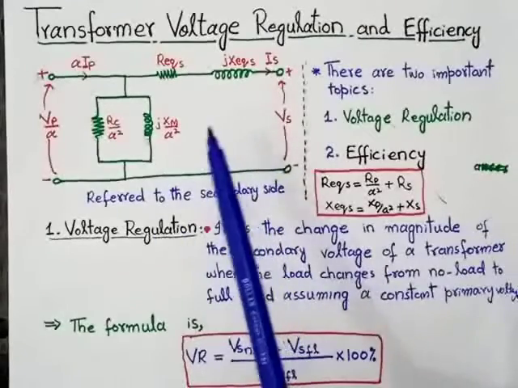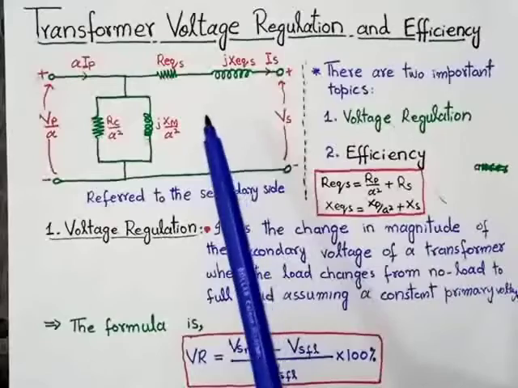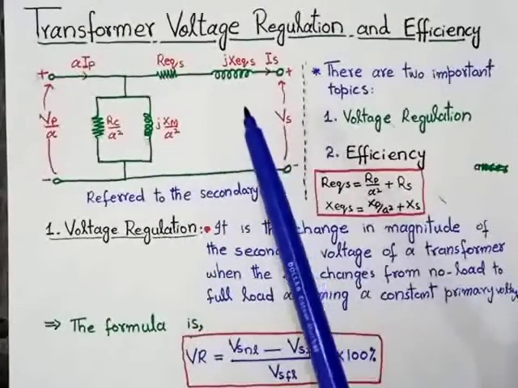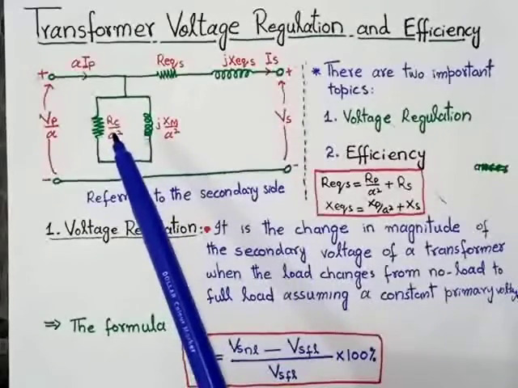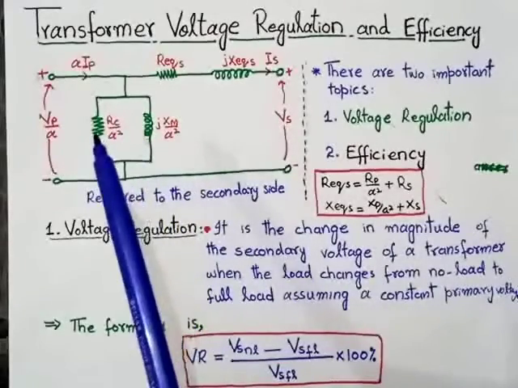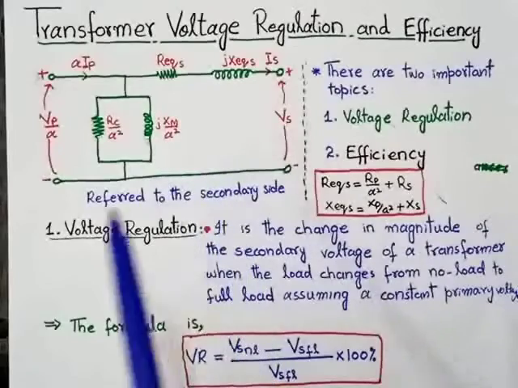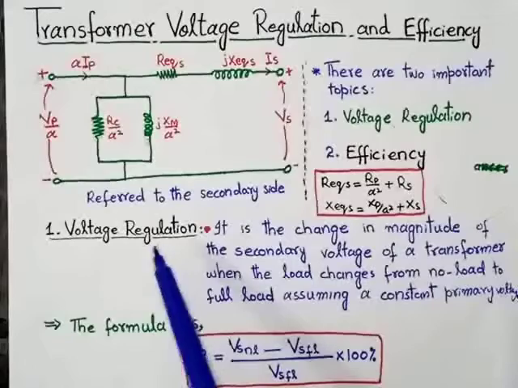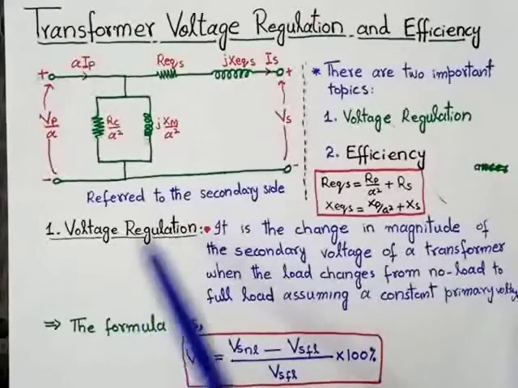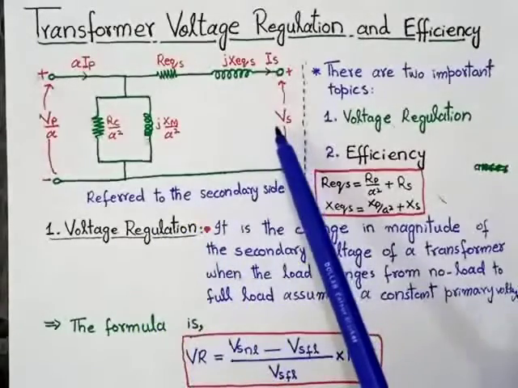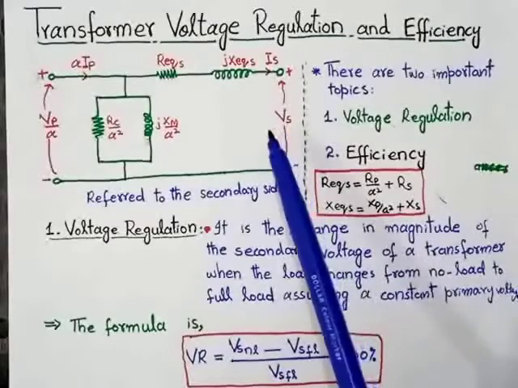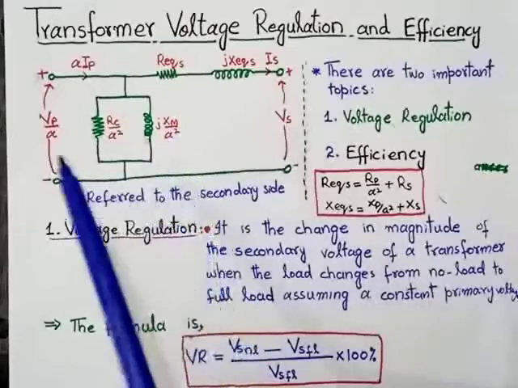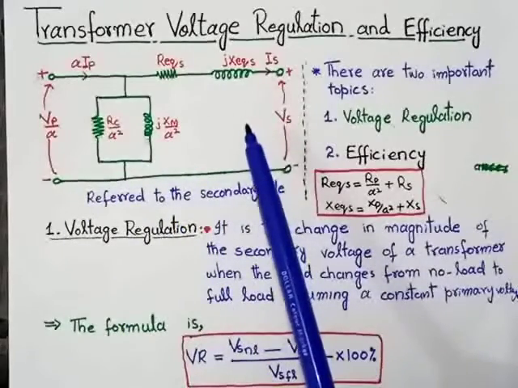As we have already discussed, we can convert the circuit from primary to secondary or secondary to primary. So this equivalent circuit is referred to the secondary side because the voltage regulation is the change in magnitude of secondary voltage, not the primary voltage. So that's why we transform the circuit from primary to secondary.